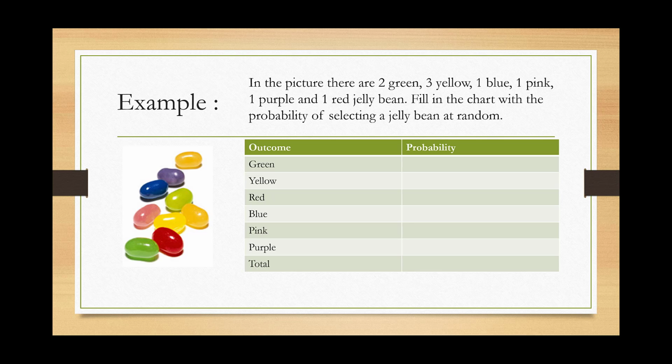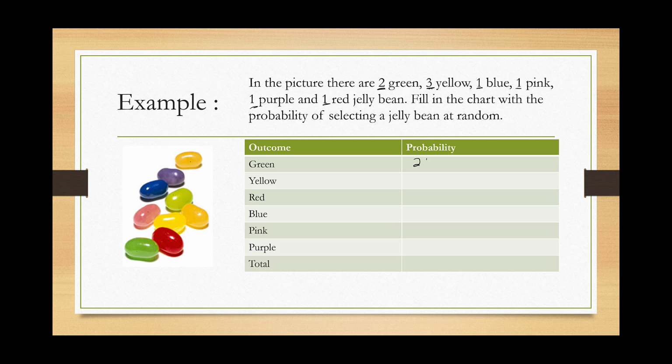Before I start, we would have to know, how many jelly beans do we have altogether? So we have 2, plus 3, plus 1, plus 1, plus 1, plus 1, right? So I have 1, 2, 3, 4, 7, 8, 9. You could also count the picture. 1, 2, 3, 4, 5, 6, 7, 8, 9. So 9 is my denominator. That's my sample space.